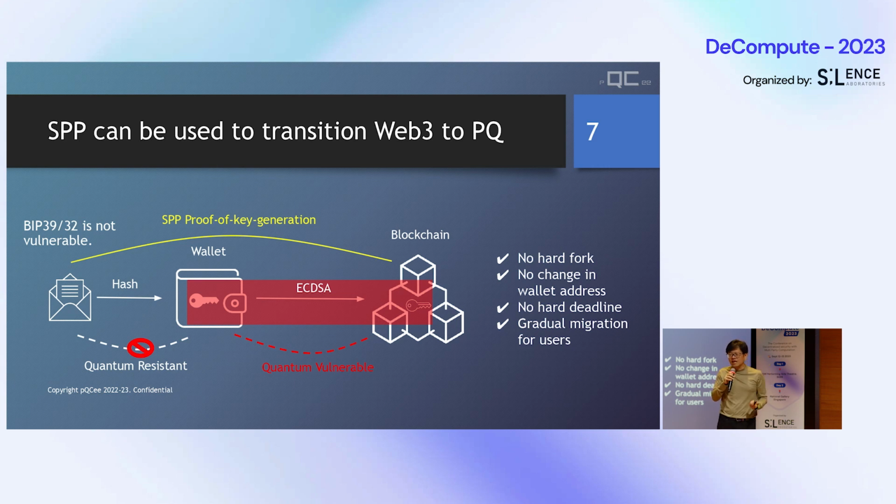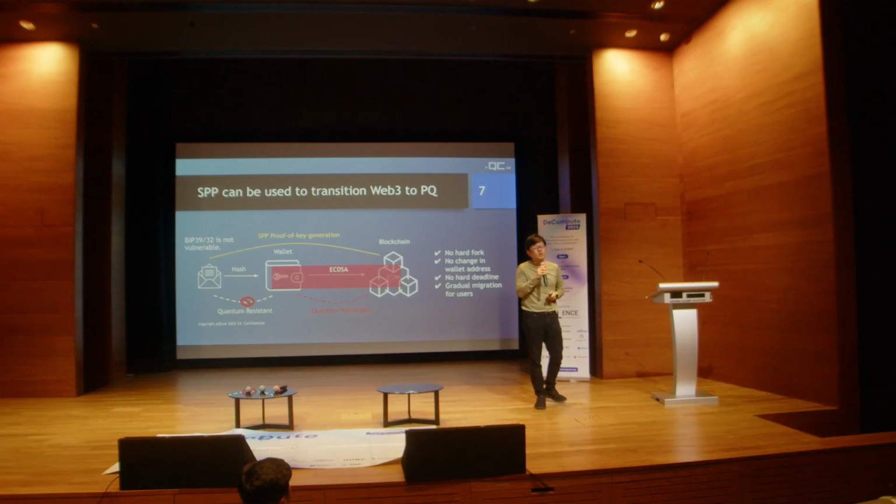You don't need a hard fork. You don't need a change in wallet address. There are no hard deadlines for migration, and we can simply do a gradual migration. Even someone who has written his seed words on a piece of paper, kept it in a safe, went to the mountains for 20 years and did some yoga, comes back and can still get back his crypto. That's reality, and that's how we think we can really transition Web3 into a post-quantum state.